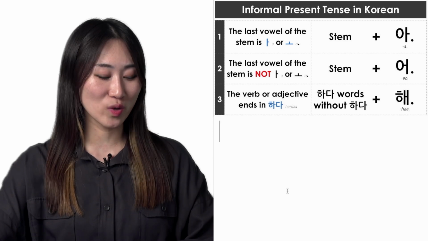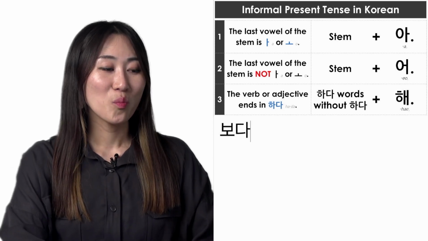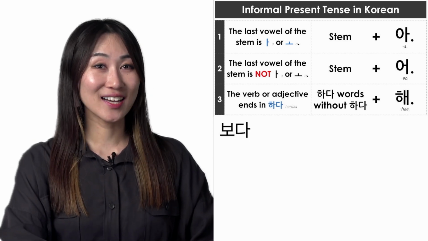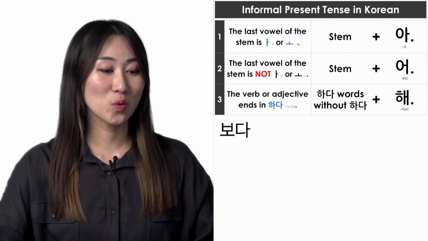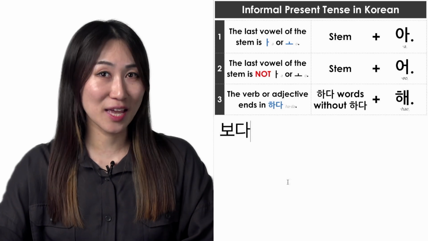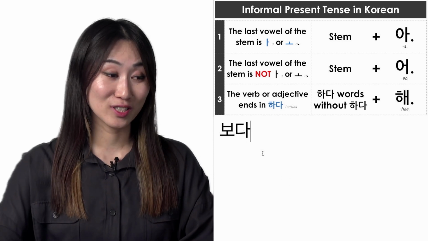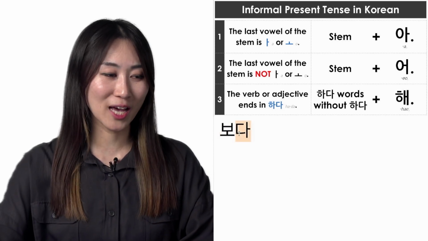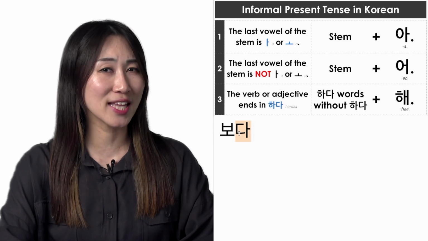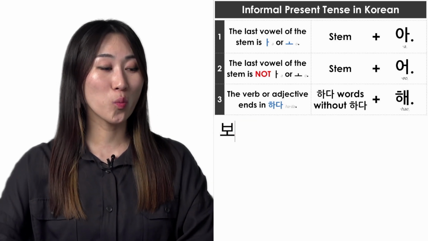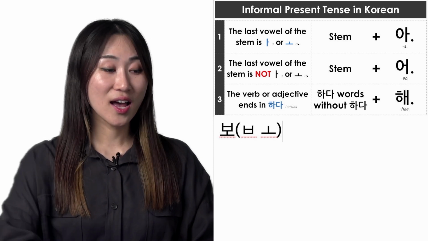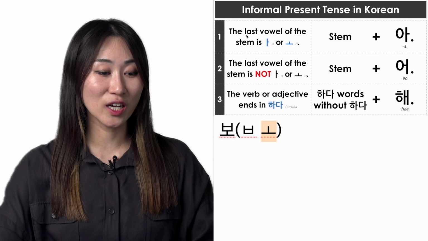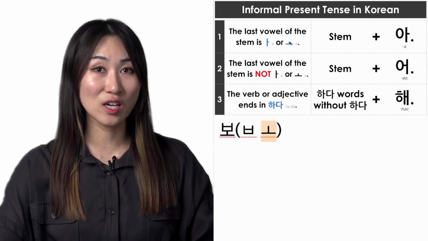Okay, first we have this 보다, meaning to see, to watch, to look. So, what is the stem here? Stem is simple. It's only 보, right? So remove 다 because 다 is not part of the stem. 보 consists of ㅂ and ㅗ. It contains the O sound, right? This O sound here.